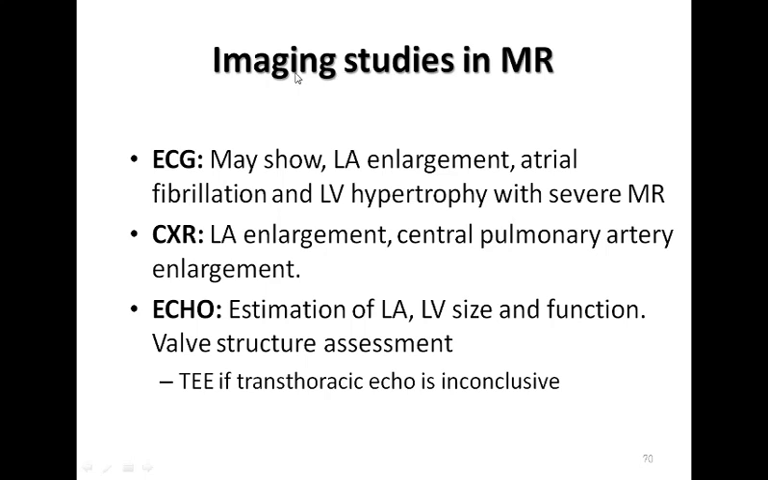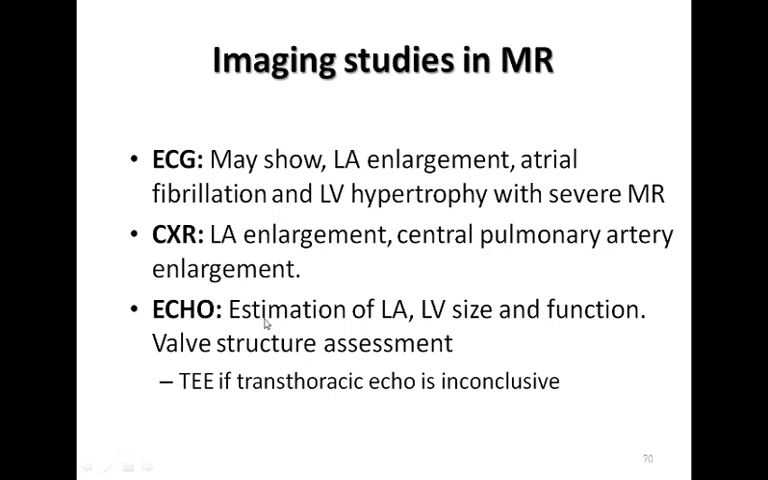What are the investigations we do for a patient with mitral regurgitation? ECG, chest X-ray, echo. ECG may show left atrial enlargement, atrial fibrillation, and left ventricular hypertrophy with severe mitral regurgitation. And chest X-ray shows left atrial enlargement. There may be a pulmonary artery enlargement in the chest X-ray.